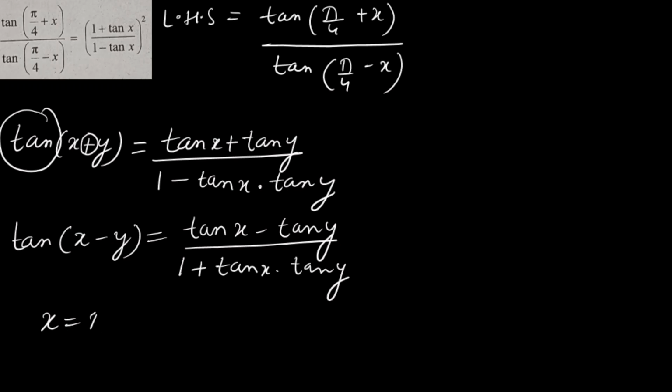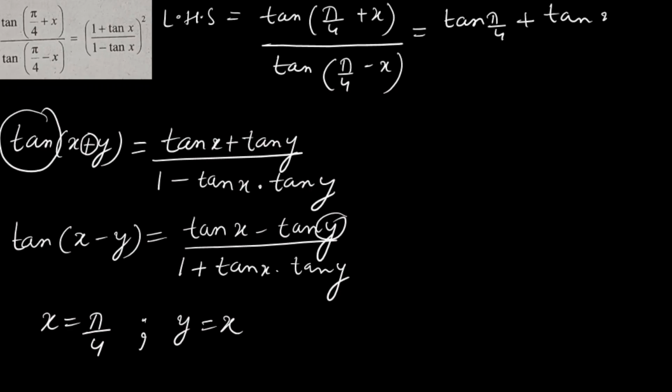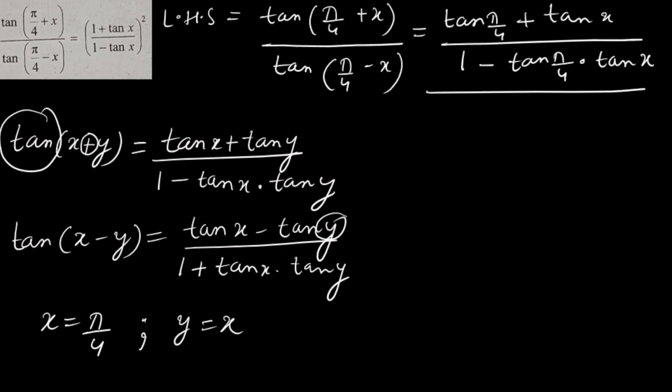Here x is equal to pi by 4. That is the first angle, and the second angle, which is y in this formula, is equal to x. So accordingly we have to substitute. Let us do it. First the numerator, I am just substituting the formula. This is tan of x plus y. So this can be written as tan pi by 4 plus tan x divided by 1 minus tan pi by 4 into tan x. So very carefully, x and y's value you have to substitute. This is just the numerator's formula I have written.